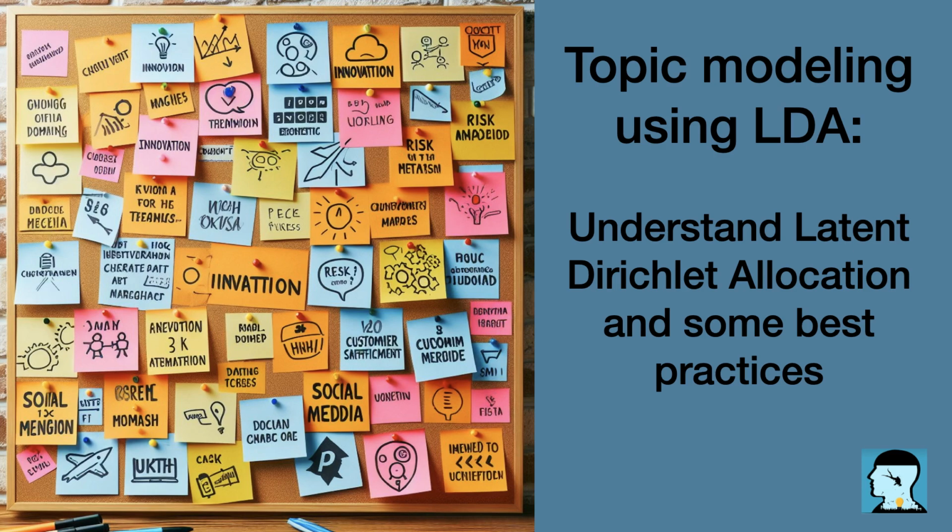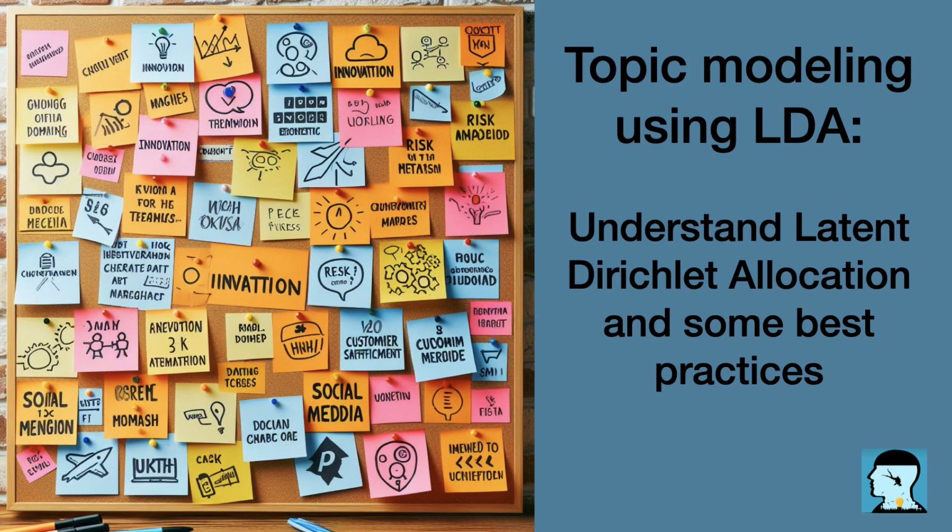The choice of beta also depends on the dataset. If the topics are expected to be represented by a few keywords, a low value of beta might be suitable. However, if topics are likely to have a diverse set of words, a higher value of beta might be more appropriate.